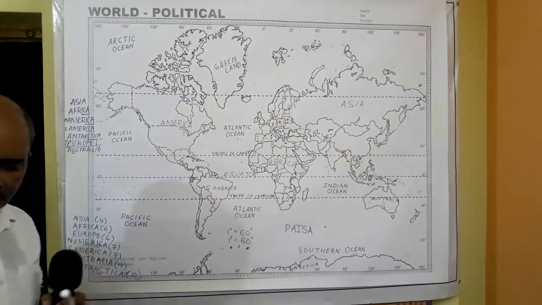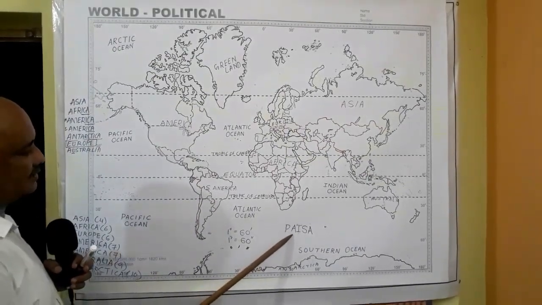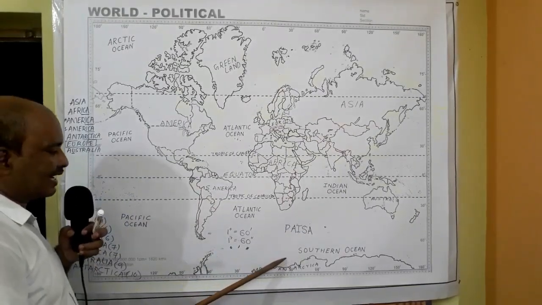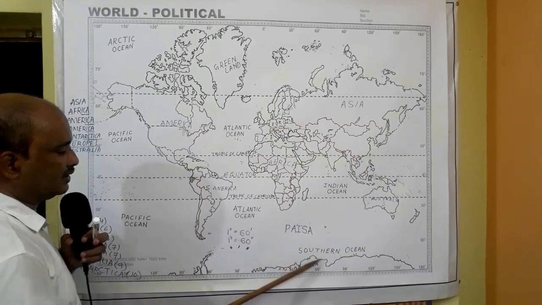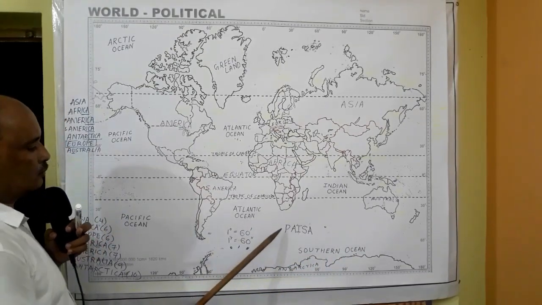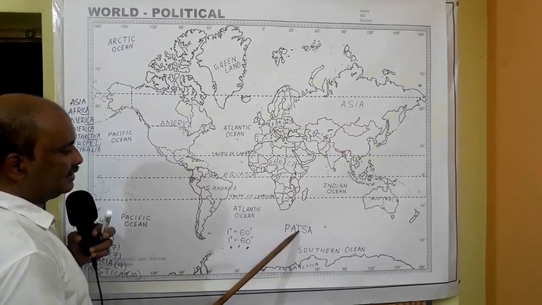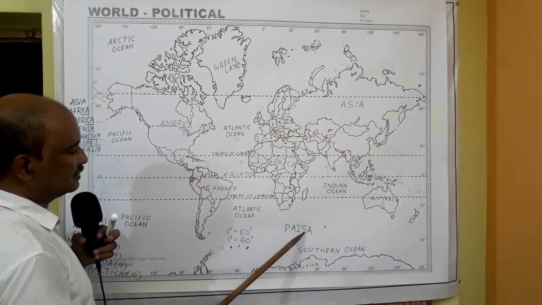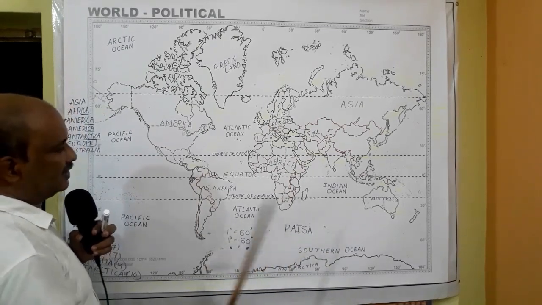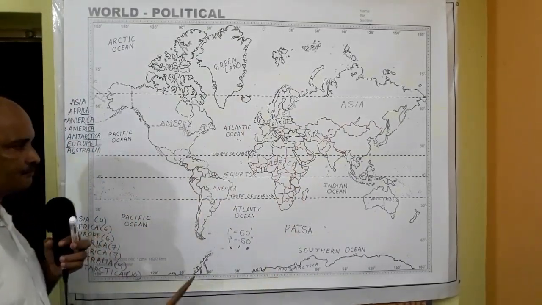So again I am repeating. 1 A for Atlantic, 1 A for Arctic. Antarctica is also called the Southern Ocean, the Antarctica Ocean or Southern Ocean. So Pacific, Atlantic, Indian, Southern, and finally Arctic. Okay, PISA. We can write this and remember the oceans.